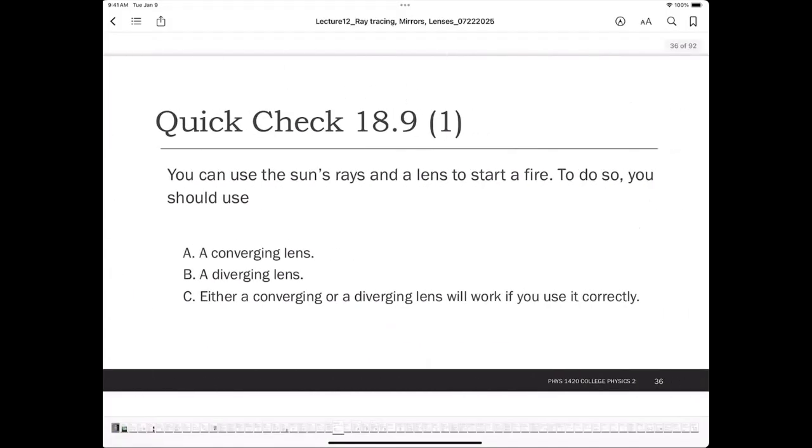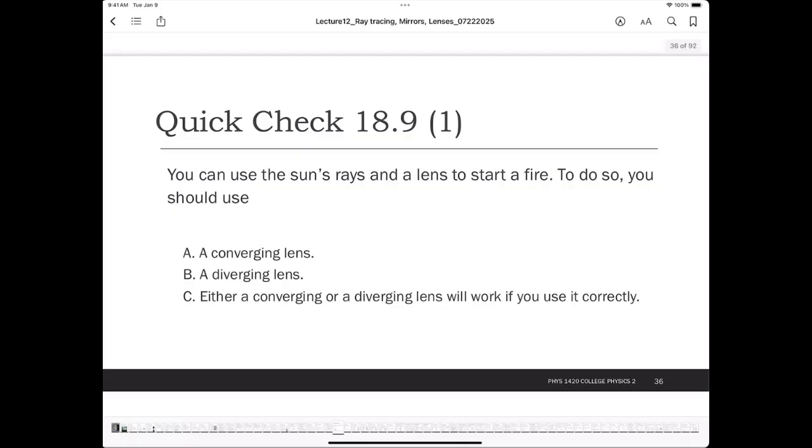Okay, let's check some quick check questions. The first one: you can use sunlight and a lens to start a fire. To do so, should you use a convergent lens, a divergent lens, or will either a converging or diverging lens work if you use it correctly?